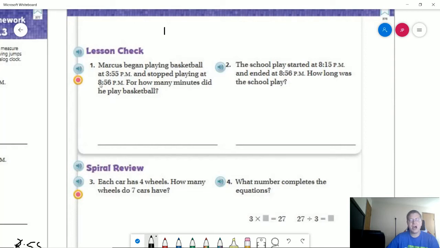Then we have 5 hours. So each hour is worth 60 minutes. So we can do 1 plus 60. And we can just write these out across the top. Or we could write it down here. I'm going to show you a different way that we can do that in just a second.